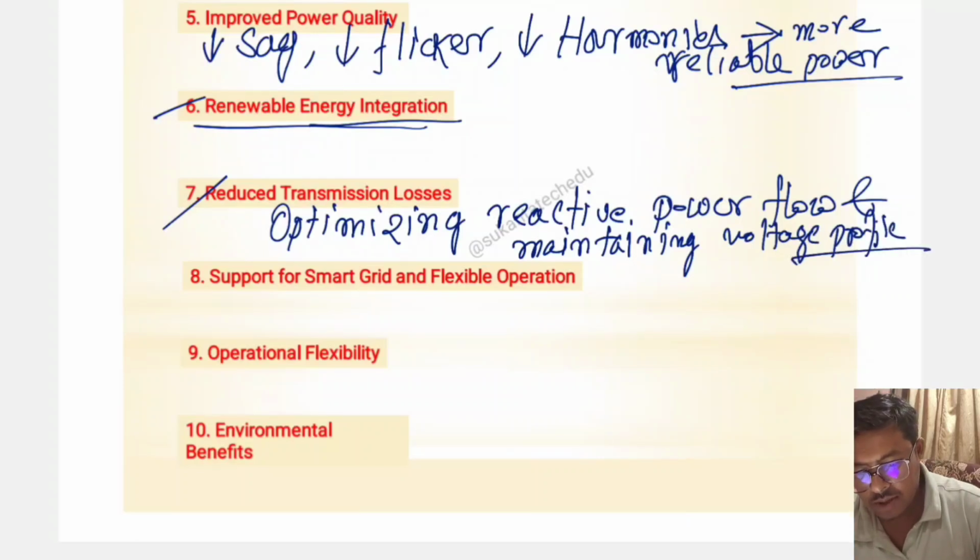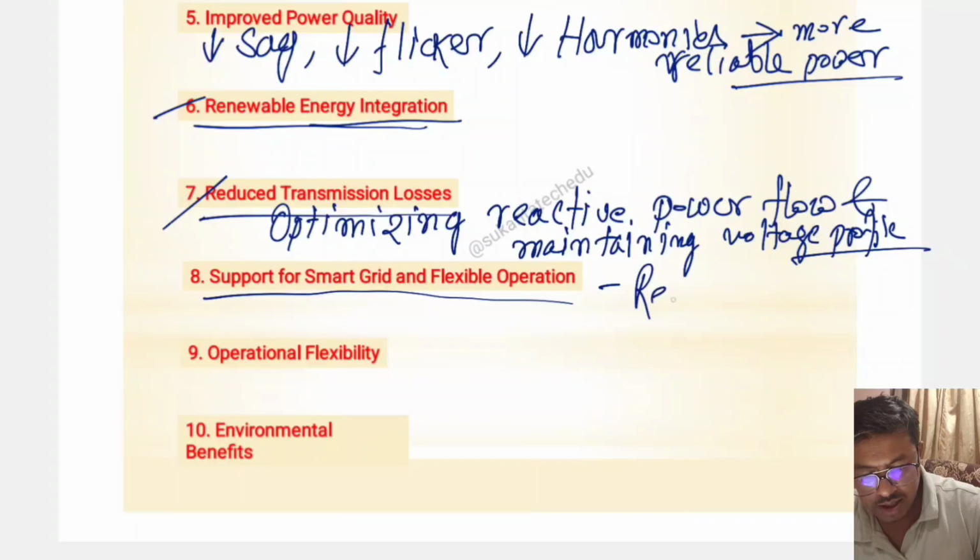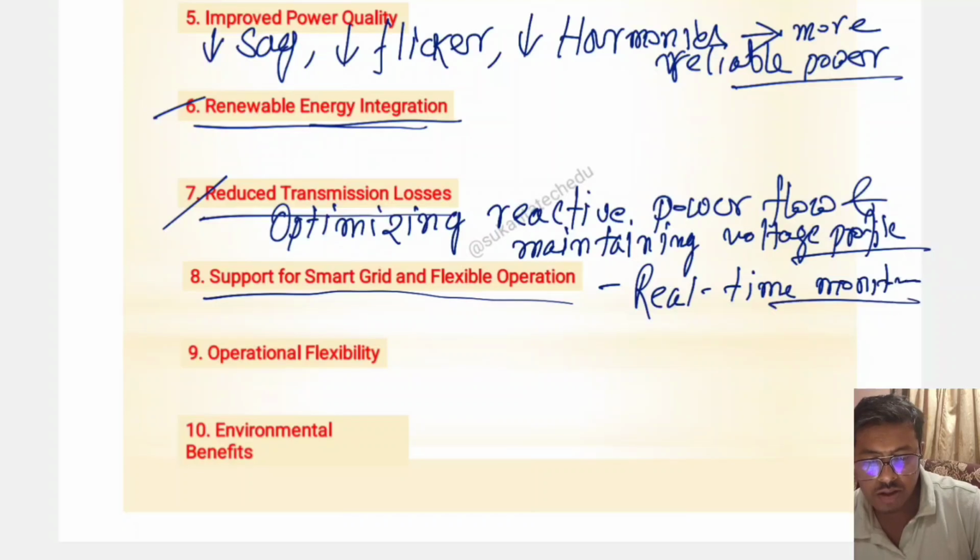By doing this, it can reduce the transmission losses. Then support the smart grid and flexible operation. So FACTS contribute to the development of smart grids by enabling real-time monitoring. By doing this real-time monitoring, it can increase the grid stability, or it can develop the smart grids.